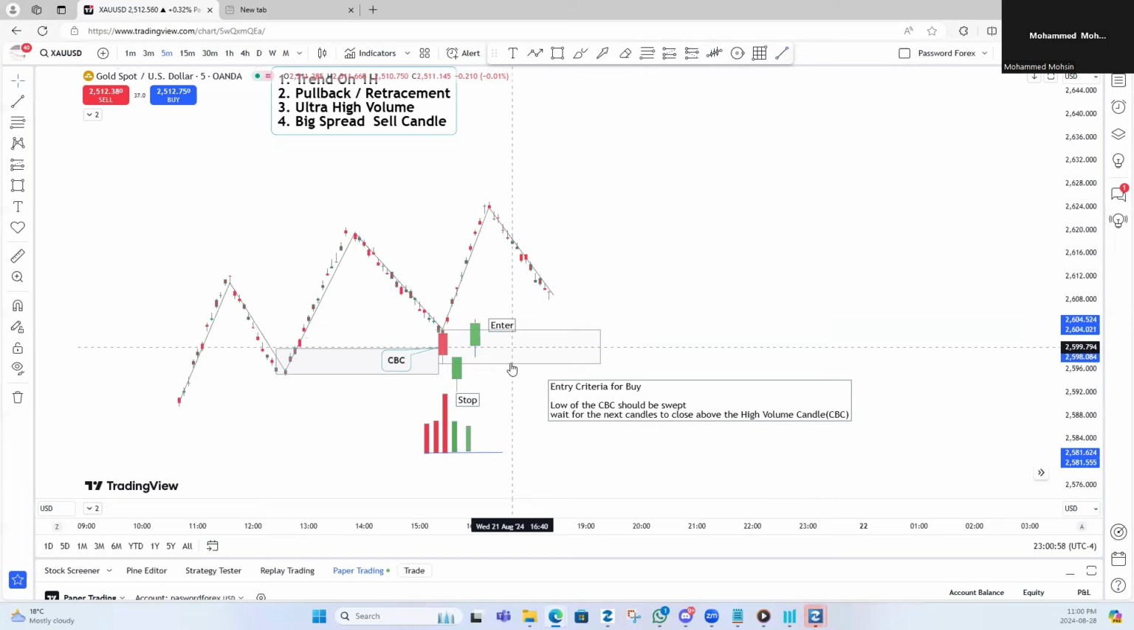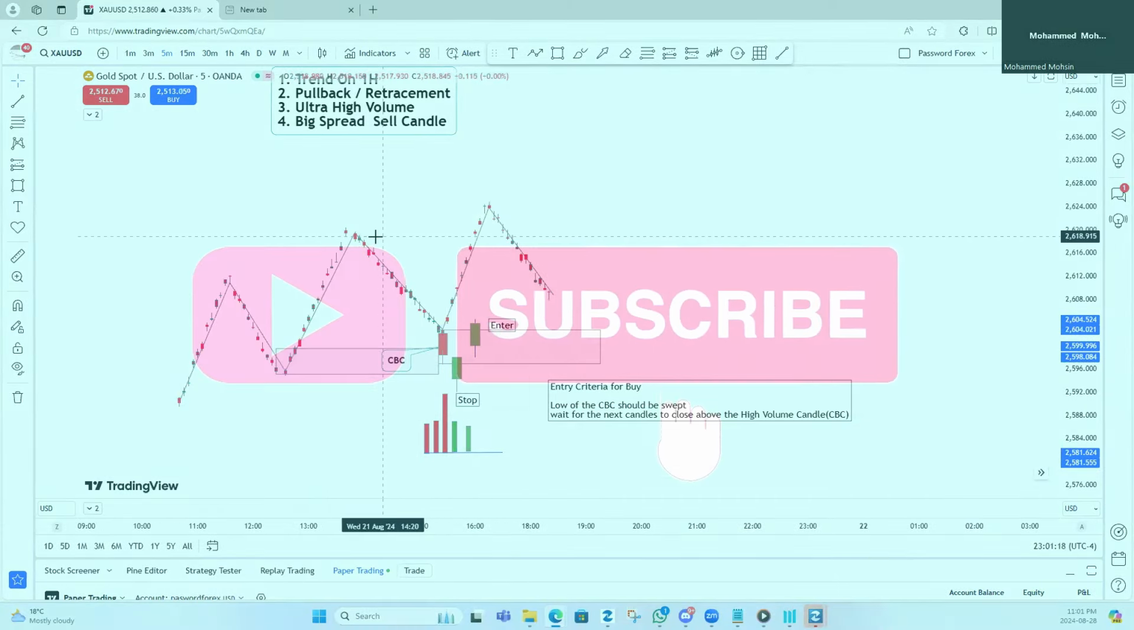I can go long and put my stop loss right here. My target would be a swing high at this particular point. But I can also take partial profit in between, right? Once I have achieved 1 to 1, I can take partial and let the other position run all the way up to this particular area, which is the swing high.